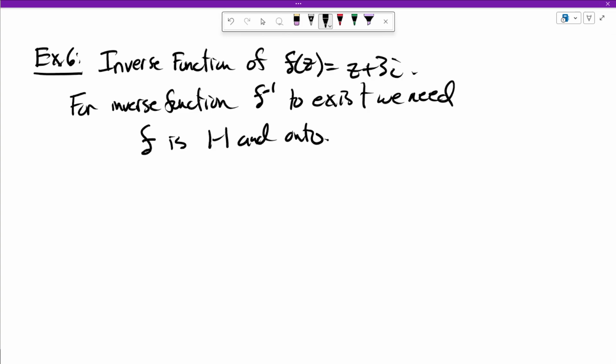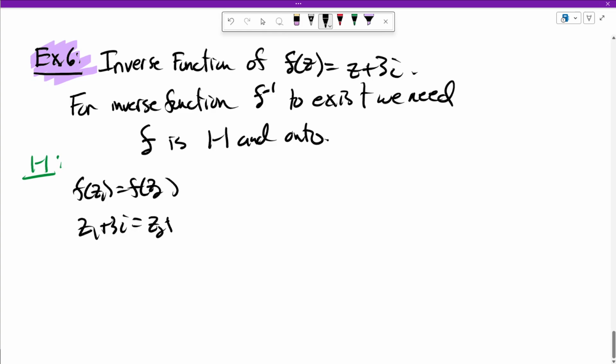It's 1-to-1 because if 2 points have the same translate, they must come from the same location. So if you add 3i to two complex numbers and you get the same thing, the original complex numbers had to have been the same. So f of z1 equals f of z2 would tell us that z1 plus 3i equals z2 plus 3i, would tell us that z1 is z2. Okay, so if two inputs have the same output, they must have been the same input. Great.